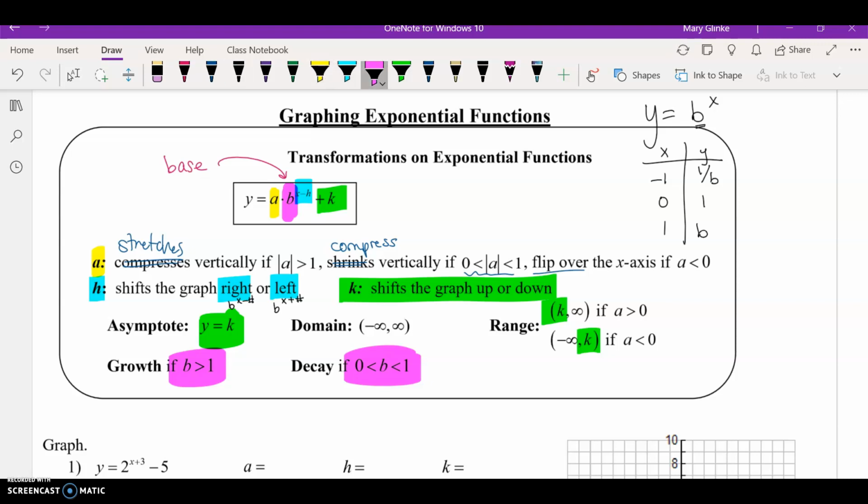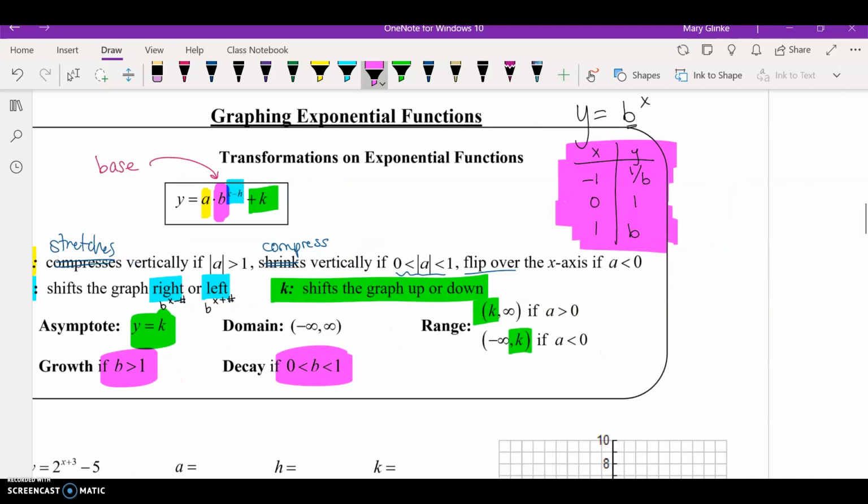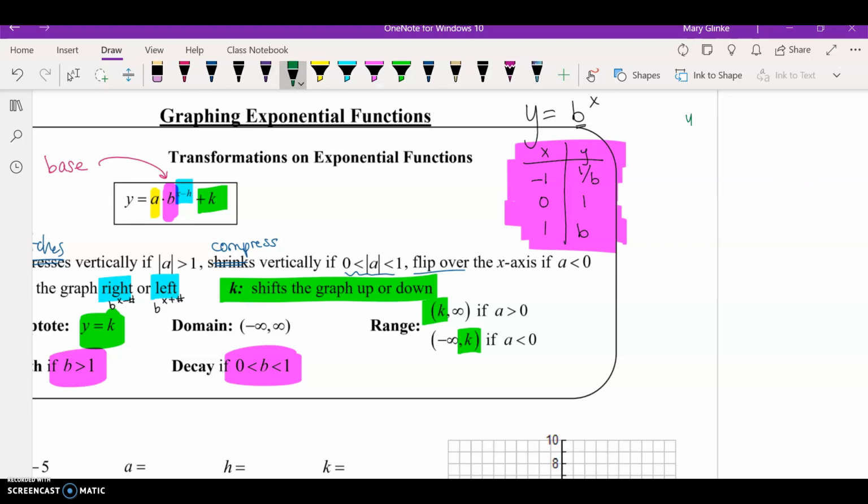So this table of values is going to be something that we need to know because for every exponential function, the graph looks completely different based off of your base. And if you can create this table, then we can start moving those graphs all around. So for instance, if we had y equals 5 to the x, your table of values would be -1, 0, and 1, and 1/5, 1, and 5.